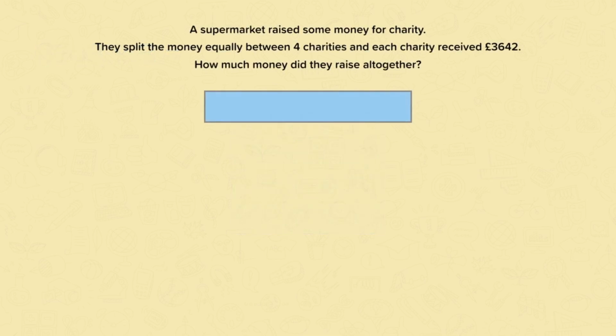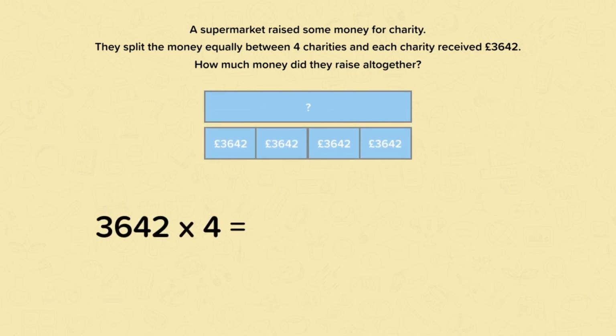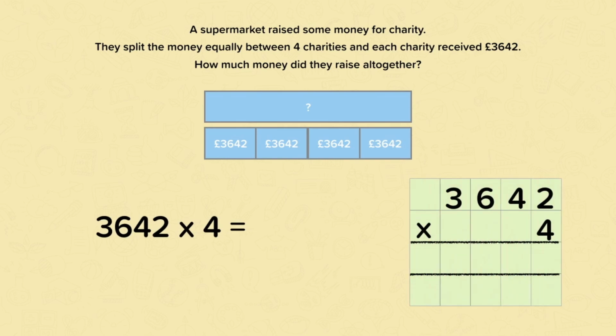Now let's look at a word problem. A supermarket raised some money for charity. They split the money equally between 4 charities and each charity received £3,642. How much money did they raise altogether? We need to find 4 parts in total because we're multiplying 3,642 by 4. So we'll set it out like this.